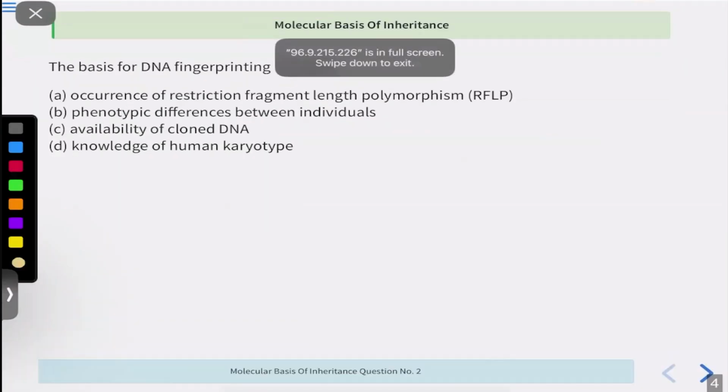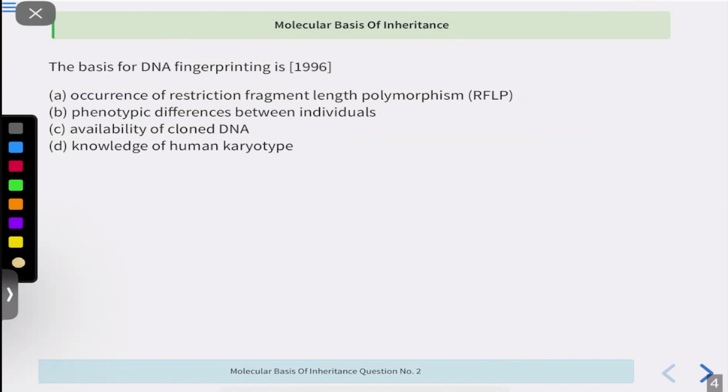Basis of DNA fingerprinting is. Now, you know what fingerprints are used for, right? Fingerprints are used for identifying the person because everyone has their own unique fingerprint, and no two fingerprints can be alike. Similarly, when you use DNA to identify the person or to establish relations between two persons, it is called DNA fingerprinting.